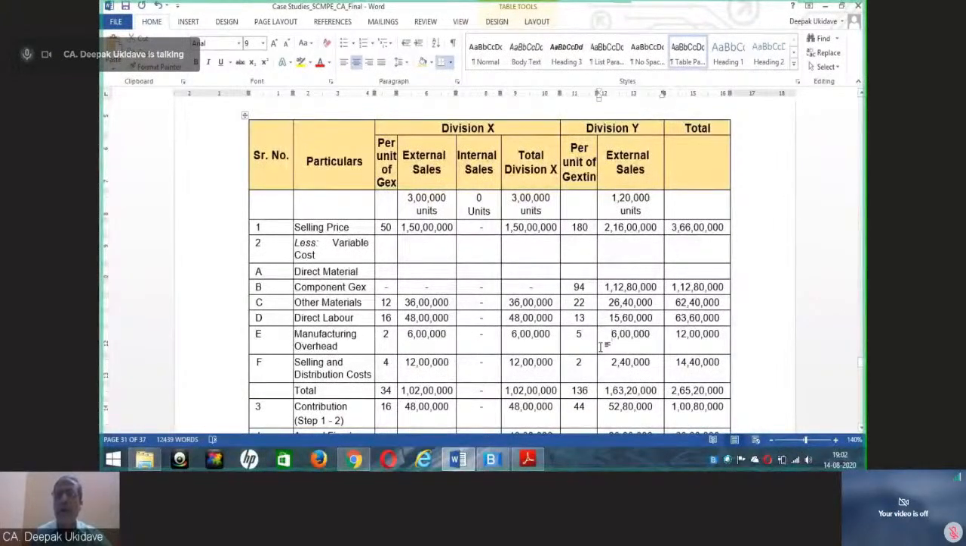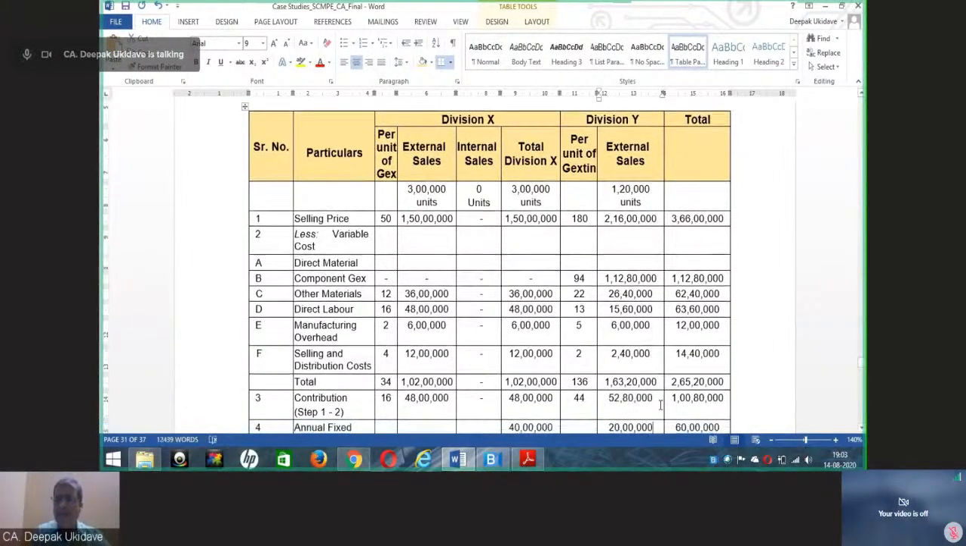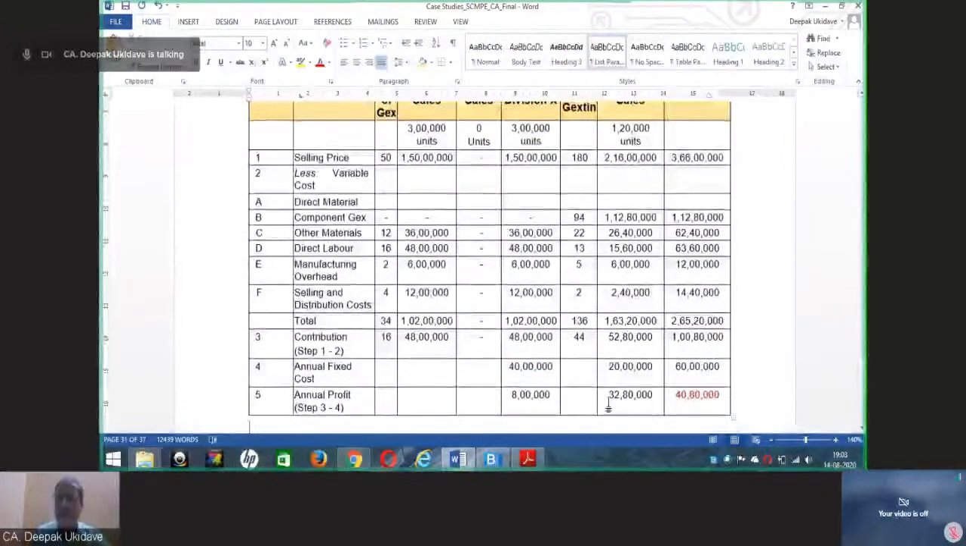So if you look at this, 47 multiplied by 2, 94 rupees is the special price which division Y gets from the external customer and therefore the contribution comes to 44 rupees. Directly also I was telling you can multiply 44 rupees contribution by 1,20,000 units and you get total contribution of 52,80,000 and when you minus the fixed cost of 20 lakh, you get total profit of 32,80,000.